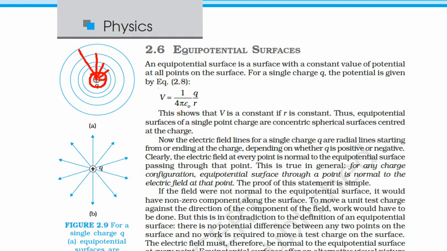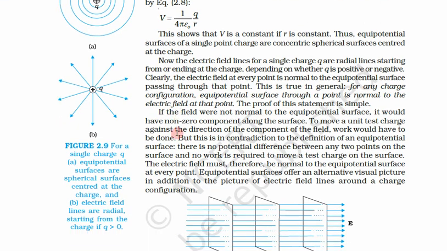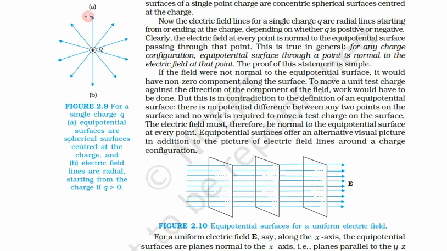Now we will see different types of geometry. So till now you must have understood the concept of equipotential surface. Here we are seeing that for a single charge q, equipotential surfaces are spherical surfaces centered at the charge, and electric field lines are radial, starting from the charge q greater than 0. In this figure we also know that electric field lines always go outward from a positive charge.